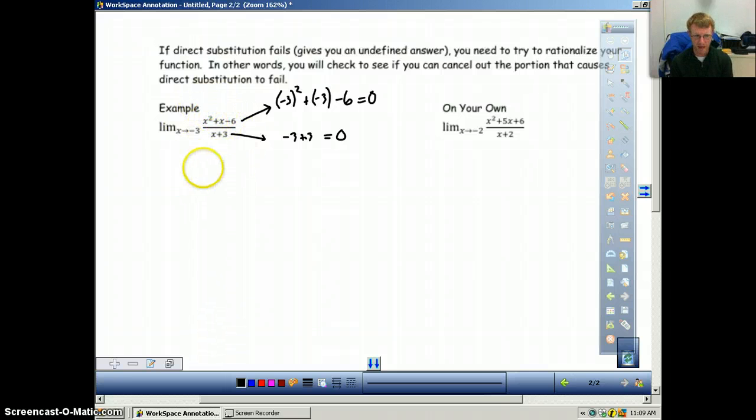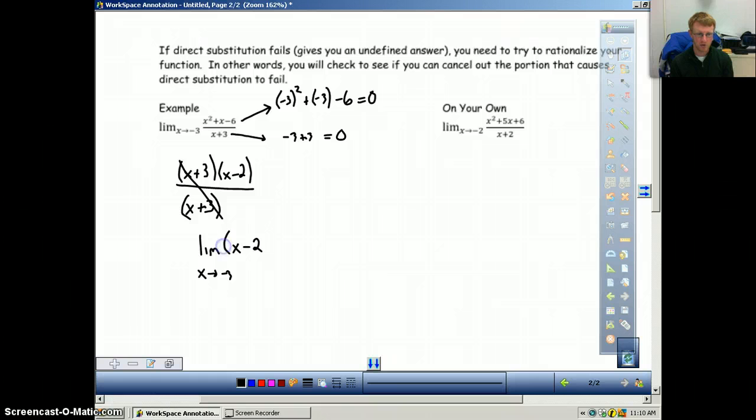We will factor the top to be x plus 3 times x minus 2, that's how that factors, over x plus 3. So now you can see this cancels out. And remember, if you recall what we talked about, it's going to be x minus 2 is all we're left with. So we have the limit as x approaches negative 3 of x minus 2. Okay, that's the function that we're going to be left with.